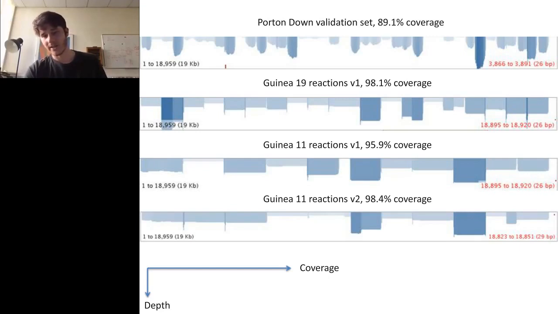Left to right is the genome, the coordinates of the genome, so 0 to 18,000, and then the Y is the number of reads that are aligned to that position of the genome. So we call that the depth. So using these 11 reactions, we were able to cover 98.4% of the Ebola genome at high depth, which meant that we were able to recover 98% of all the bases in that genome for analysis.